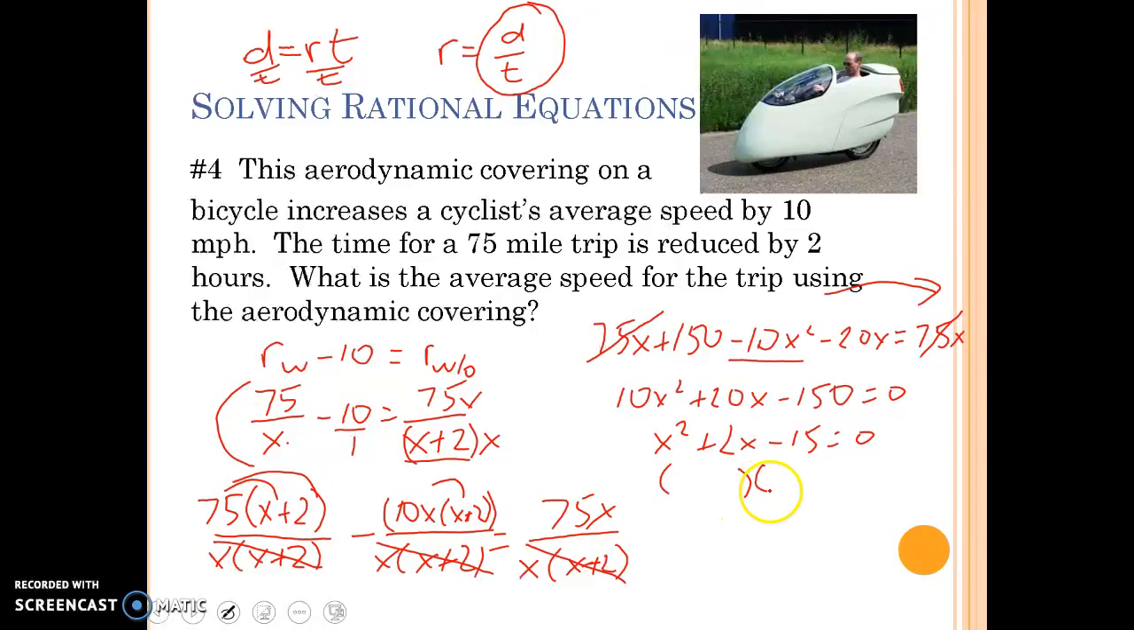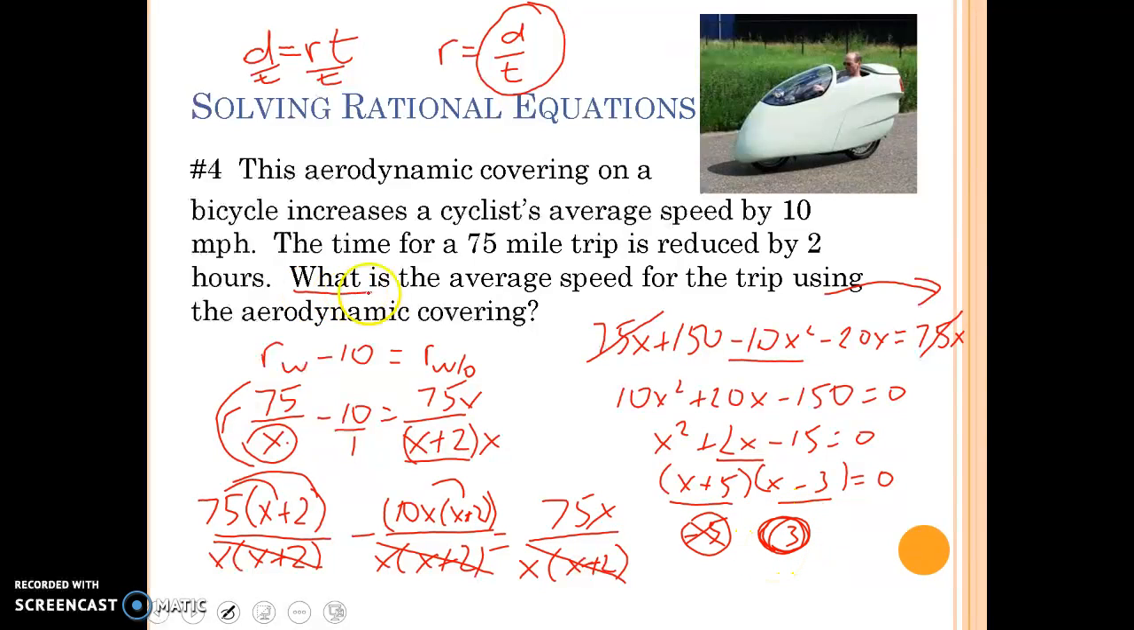Then if I factor this, I'll have x times x gives me x squared, a positive 5 and a negative 3. Multiply together to give me negative 15, but add to 2x in the middle. So if I set both of these equal to 0, x is either going to be negative 5 or x is going to be positive 3. Well, x, remember, represented that I would go 75 miles in so many hours. And so I can't go negative hours, and so it has to be 3. And so this is going to be my answer here, or my value for x.